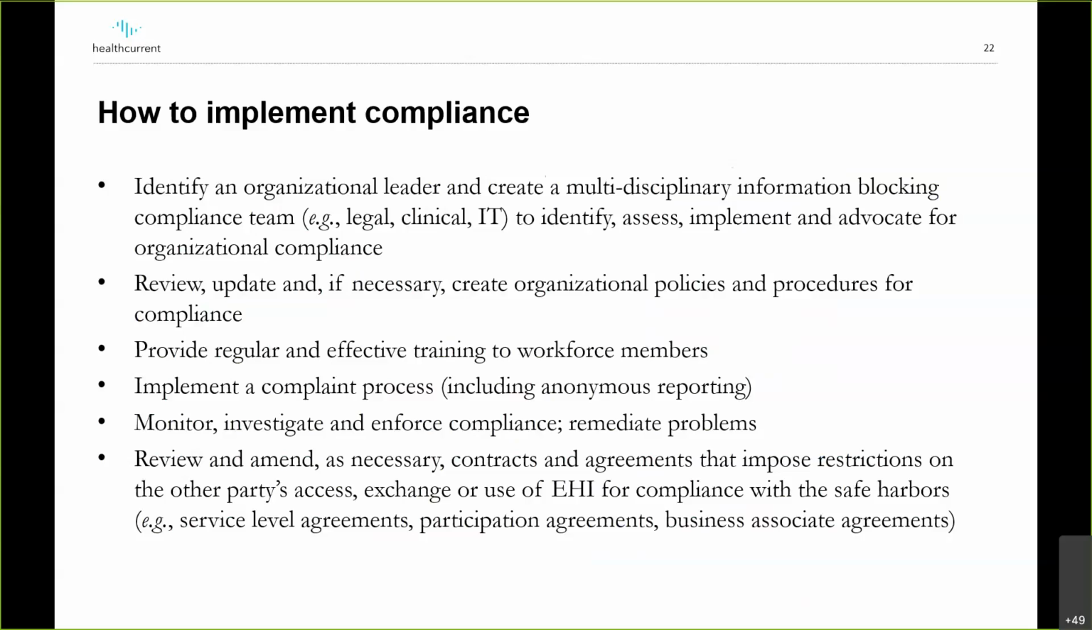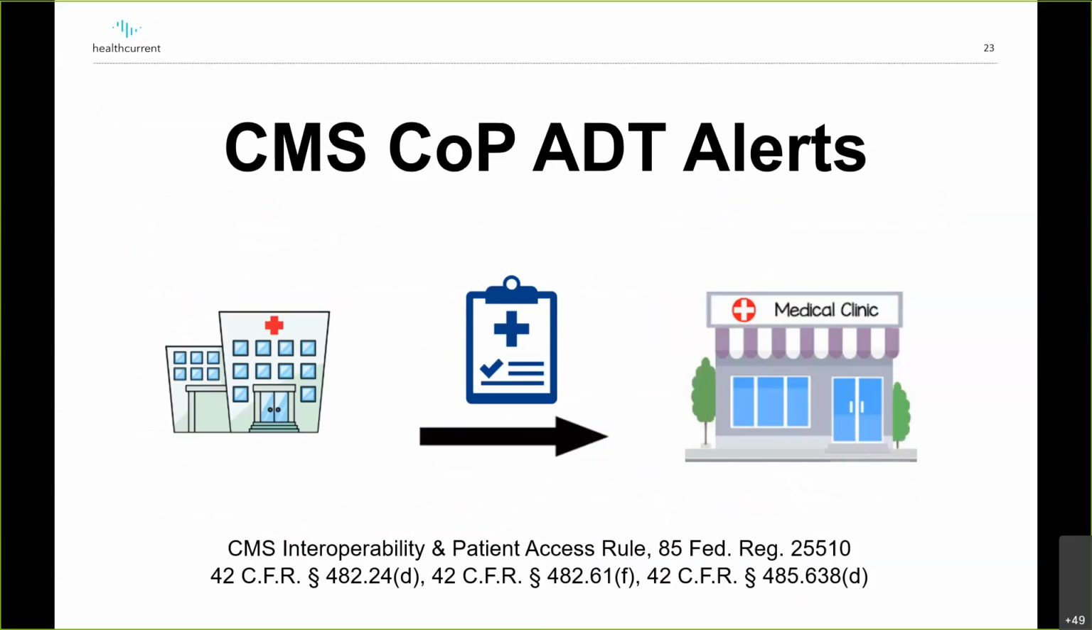And before we let you leave today or open the floor for questions, I did want to spend a little bit of time talking with you about the CMS CoPs, conditions of participation, ADT alert requirements. Chase, could you go ahead and move us to the next slide?